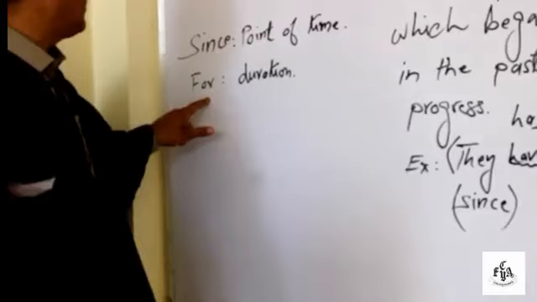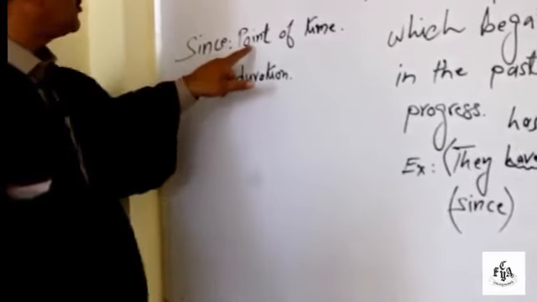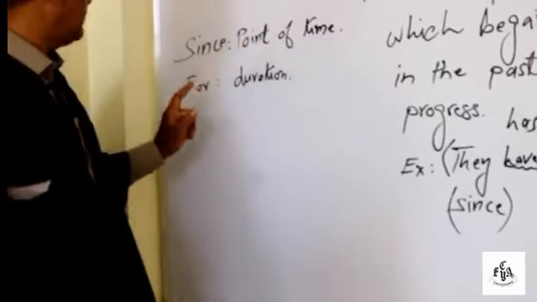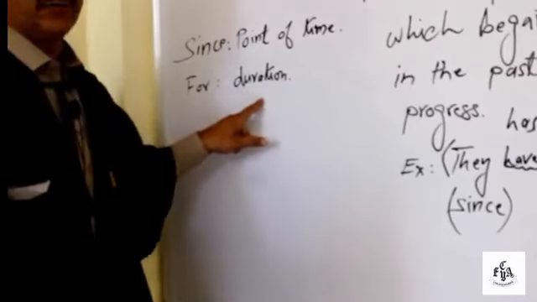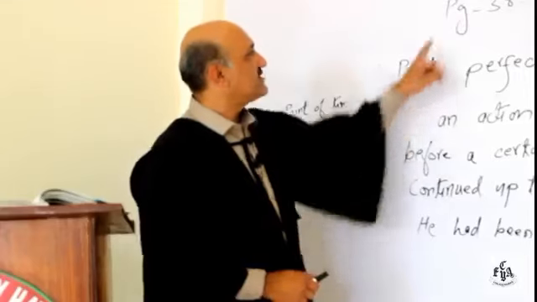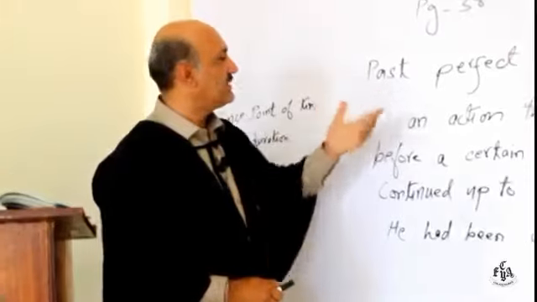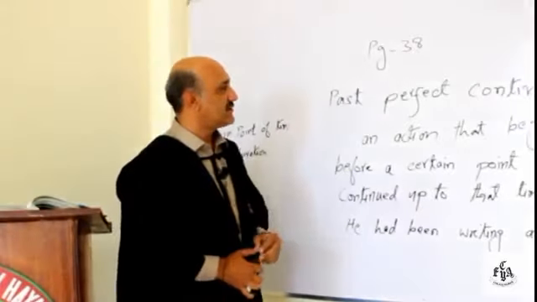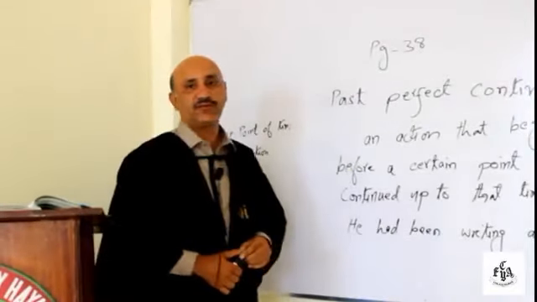Since and for are used here, in present perfect continuous tense. Since is used with a point of time, and for is used with duration. Page number 38. We have already discussed present perfect continuous tense, now past perfect continuous tense.